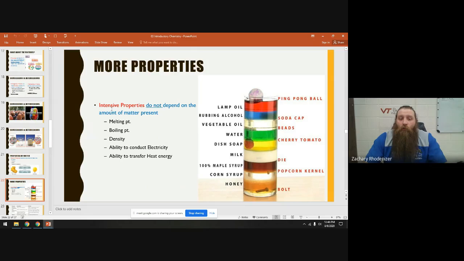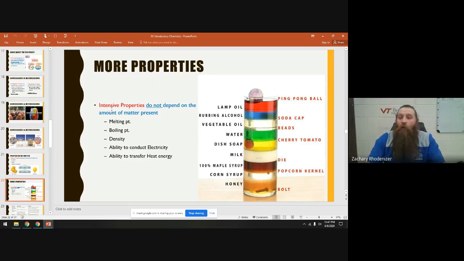The amount of matter will definitely determine how much energy is required, right? If I want to boil the water in this beaker, well, it's not going to take that long. It's not going to take that much energy. If I want to boil all the water in the ocean, well, I still have to get it to 100 degrees Celsius either way, but it's going to take a whole lot more energy to get to 100 degrees Celsius for the ocean than it is for my little beaker. So an intensive property does not depend on the amount of matter present.